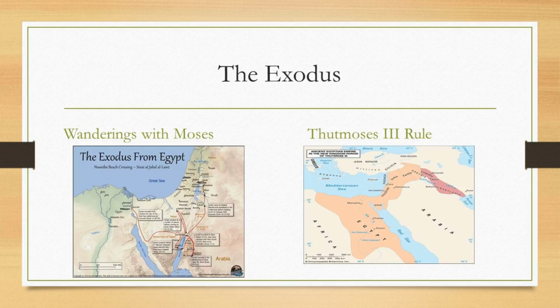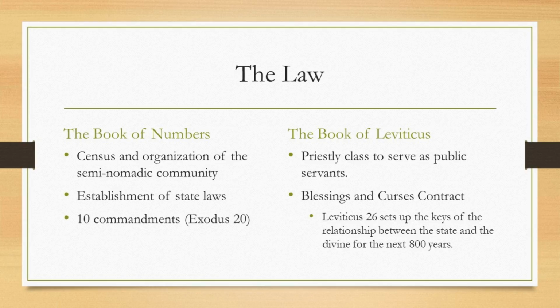Now, in the time from 1444 BCE to about 1406 BCE, we have the account of the Book of Numbers and the Book of Leviticus. The Book of Numbers really recounts a census that took place and telling of, as they got into the wilderness, how they counted up the people, how they organized the people, and really structured the people in a semi-nomadic community. They also established some state laws within this community to create an identity of a proto-nation. So this is a semi-nomadic nation.